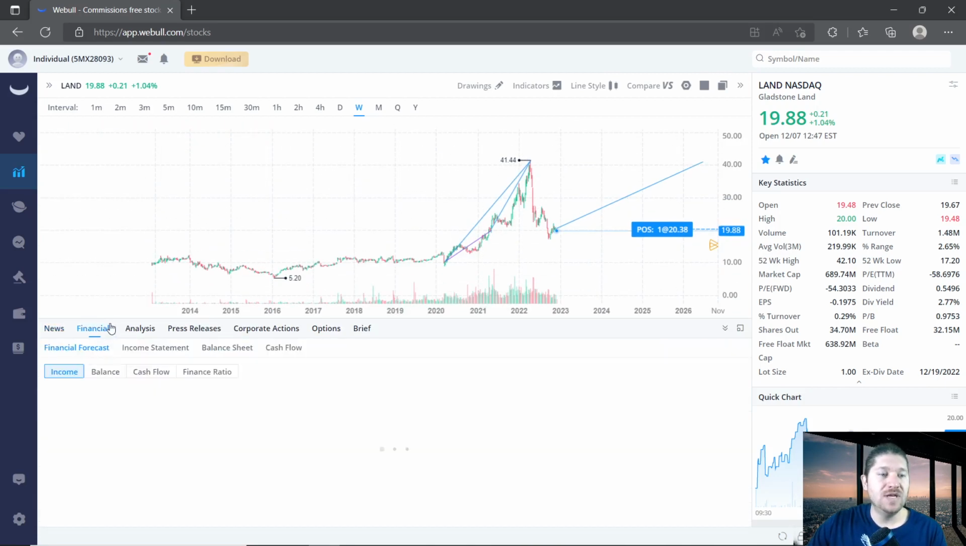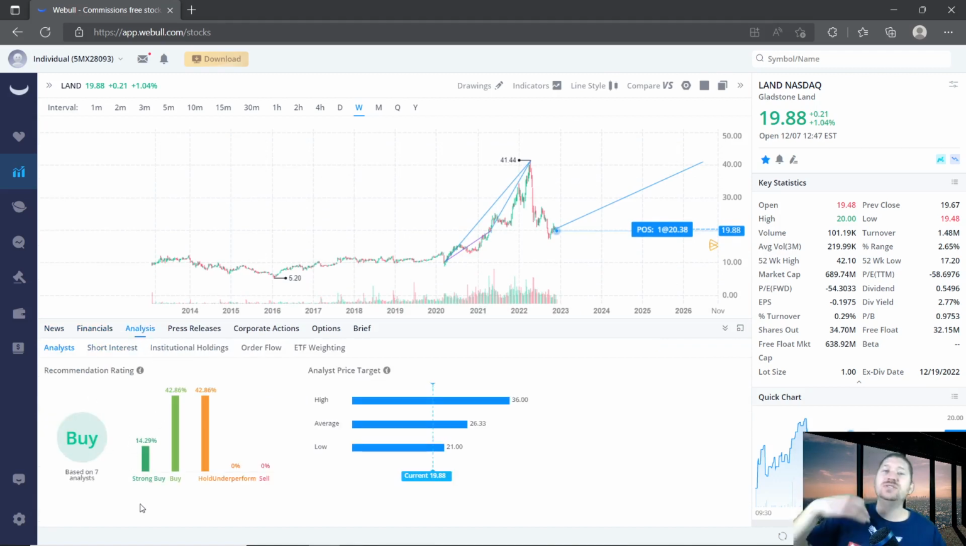Now, some financials with this is showing from analysts that 7 analysts are saying that it is a buy. 14% are saying it's a strong buy, and 42% are saying it is a buy. The other 42% remainder is saying it is a hold. But look at an analyst price target here.